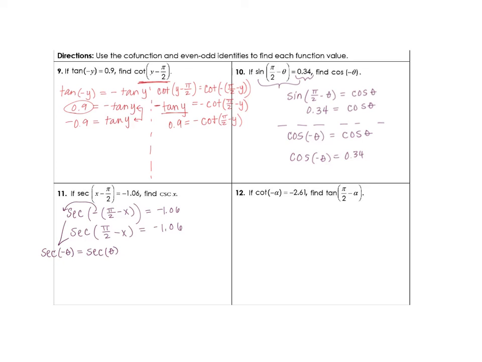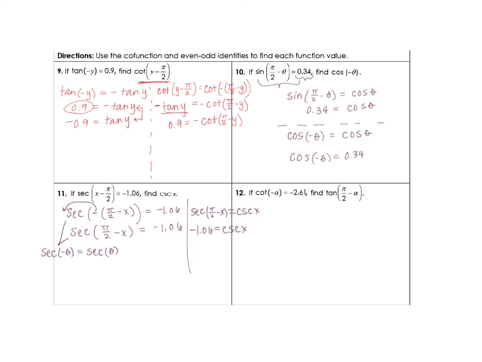Now, let's go ahead and look at cosecant x. And I know that secant of pi over 2 minus x is equal to cosecant x. So this is going to make a really quick substitution here. So I know I'm going to have negative 1.06 is equal to cosecant x.